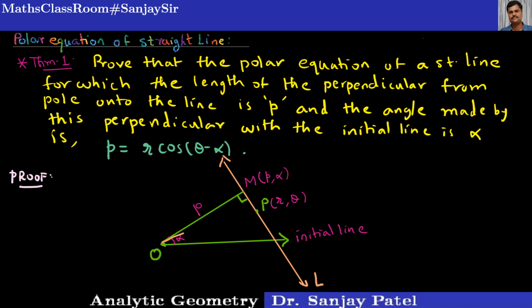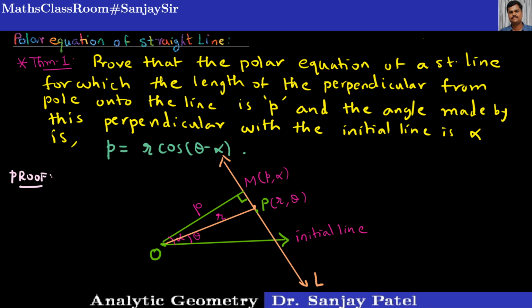If we join from the pole to this point P, let us call this point P. And therefore the length of the line segment OP is small r, and the angle made by the line segment with this initial line is theta.